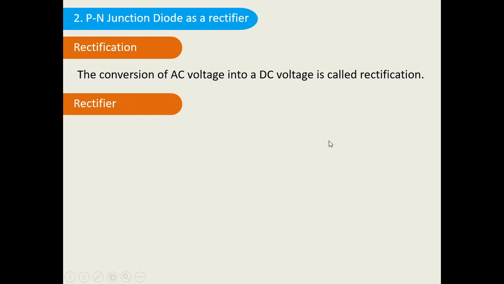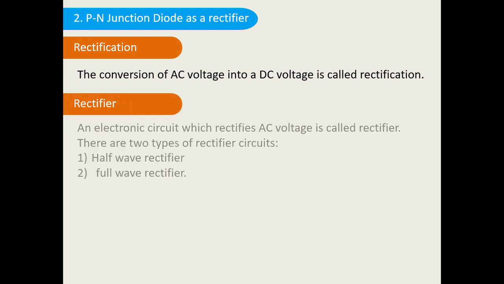And what is called a rectifier? Rectifier is an electrical circuit. An electrical circuit which rectifies AC voltage is called a rectifier. Rectifies AC voltage means AC voltage is getting converted into DC voltage. There are two types of rectifier circuit: half wave rectifier and full wave rectifier. We are going to learn both half wave as well as full wave rectifier.